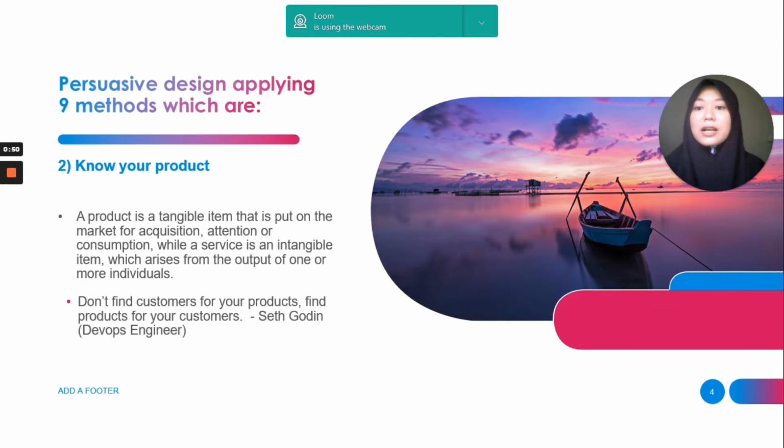Secondly, know your products. A product is a tangible item that is put on the market for acquisition, attention, or consumption, while a service is an intangible item which arises from the output of one or more individuals. Like the words from sales coaching: don't find customers for your product, find products for your customers.